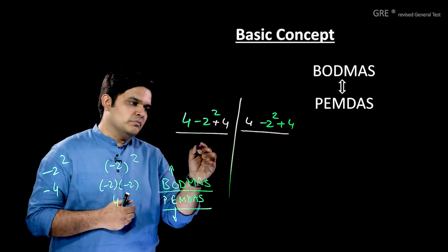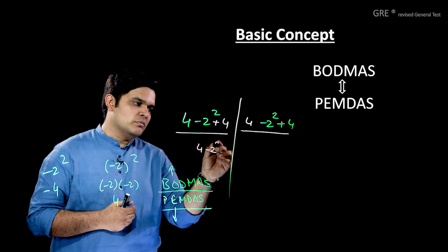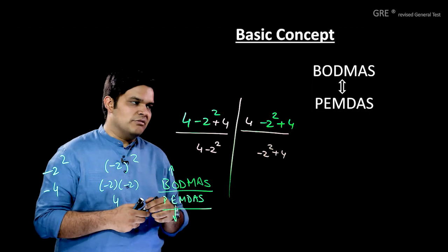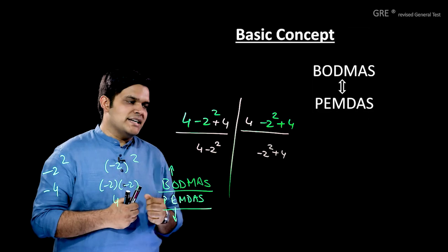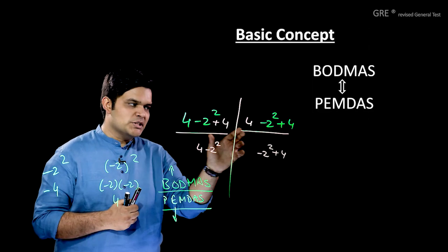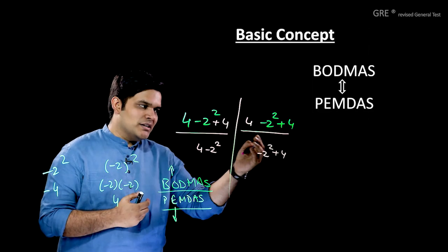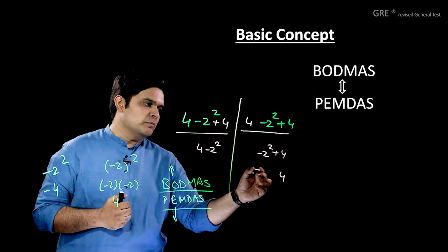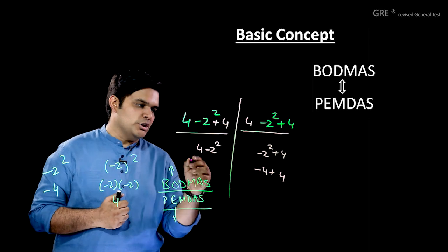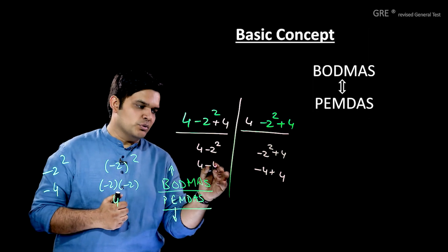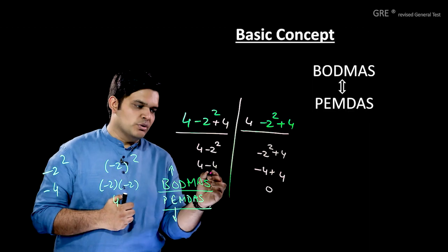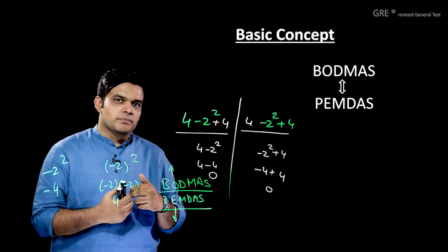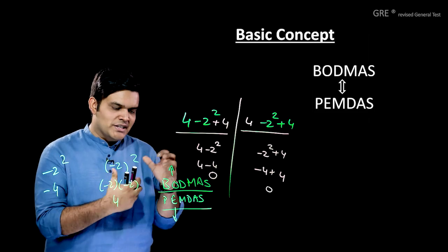Let's say, I have cancelled 4 from both sides, which means both the expressions are still the same. Here I'm going to get 4 because minus 2 square is minus 4. Here we have 4 and minus 4, which means here I'm getting 0 and here again I'm getting 0, which means it's about concept, the way you relate, the way you understand.